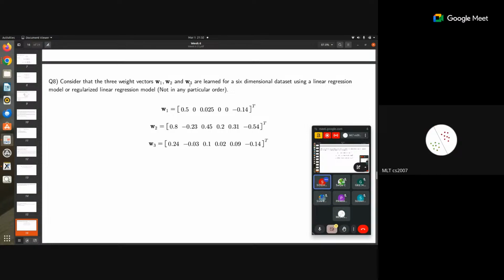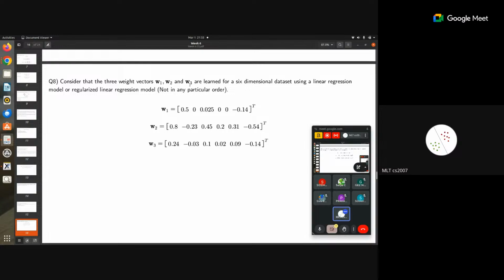W1 seems to be of lasso because it has got three zeros. Yeah, because only in lasso we get the weight vectors to be 0. But is it possible to get w as zeros in ridge? No, it is possible. See, it is possible, but you can't guarantee it, right? In lasso we can guarantee that it will go to 0. Fine, right?